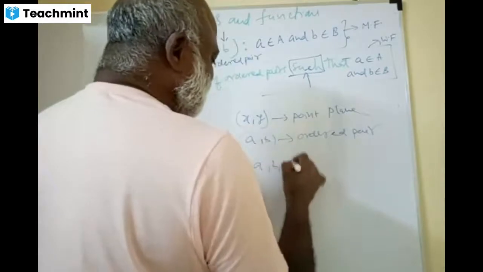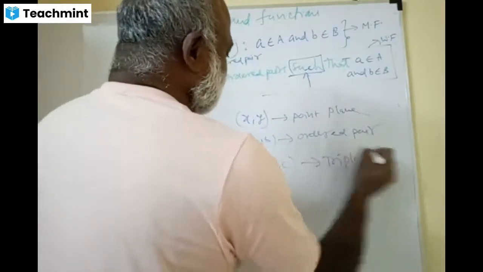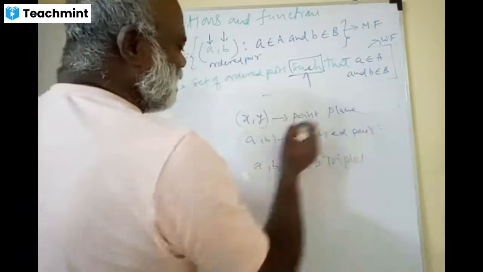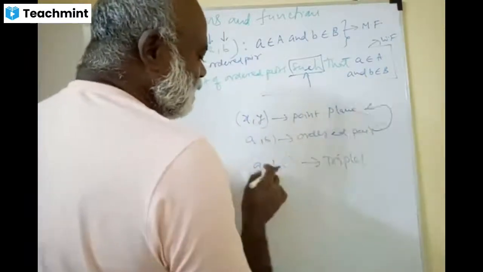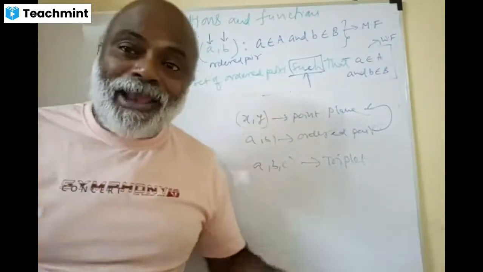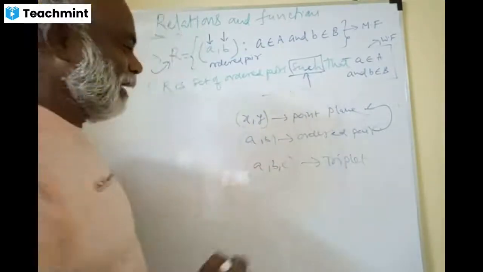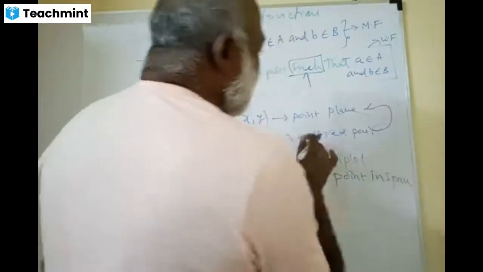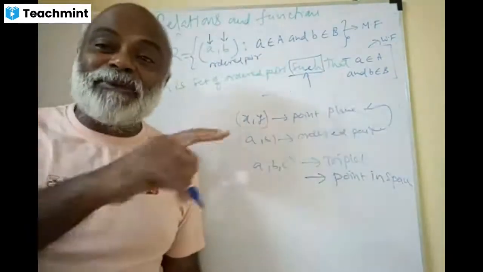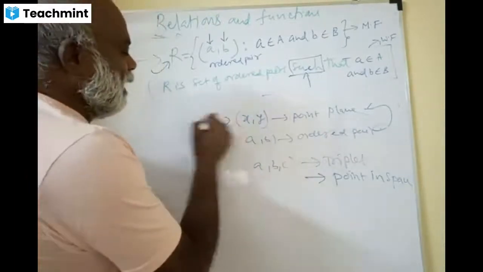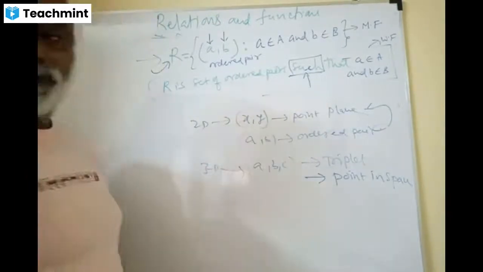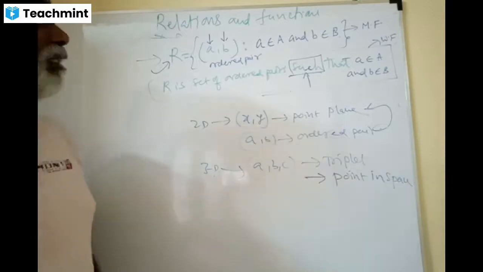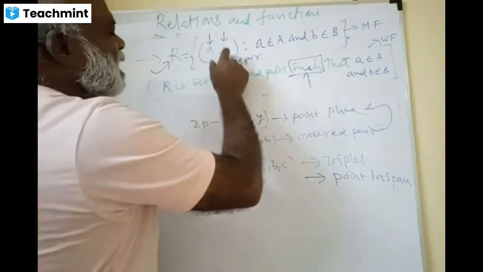Something like (a, b, c) is a triplet. This is called an ordered triplet. The difference is that an ordered pair is a point in a plane, and this ordered triplet is a point in space. The ordered pair is a point in a two-dimensional plane, 2D, and this is 3D. Friends, this is called the first coordinate, and this is called the second coordinate.